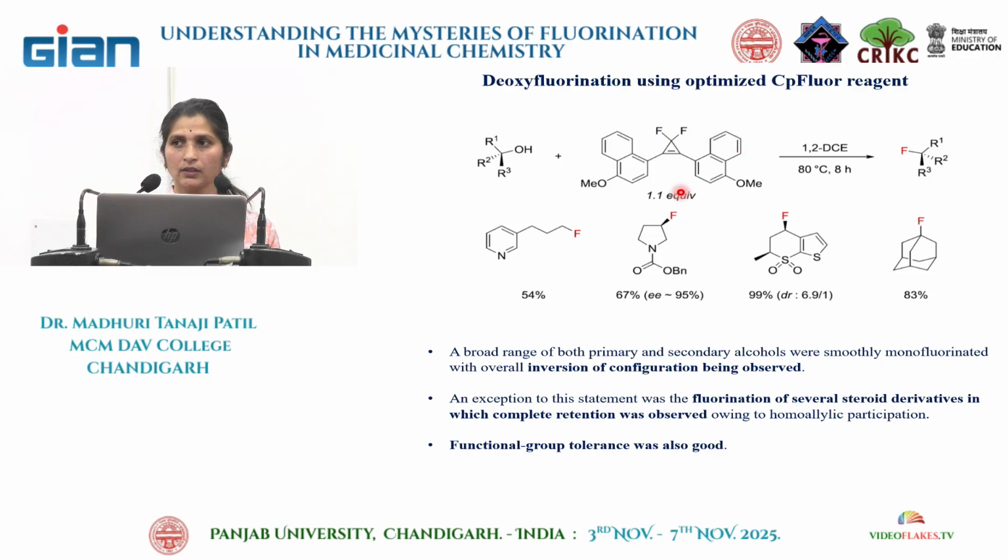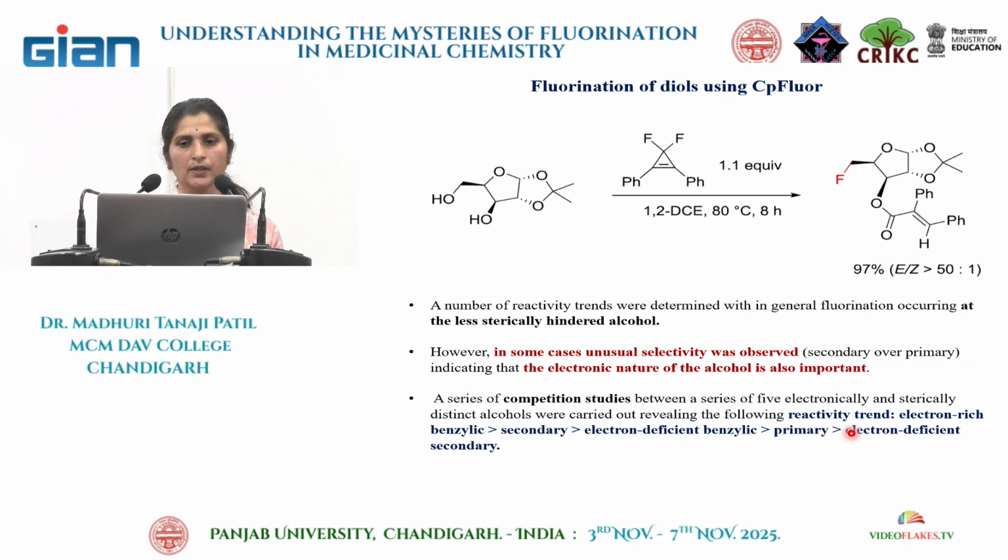So this is the first all-carbon reagent which is used for fluorination. This also displays OH, and you can get fluorine here. Again, this kind of reaction is observed with inversion of configuration. Fluorination of several steroid derivatives, in which complete retention was observed. Even though it gives inversion, if you are working with steroids, it will give you retention in configuration. This is due to homoallylic participation. Okay, so this you have to remember.